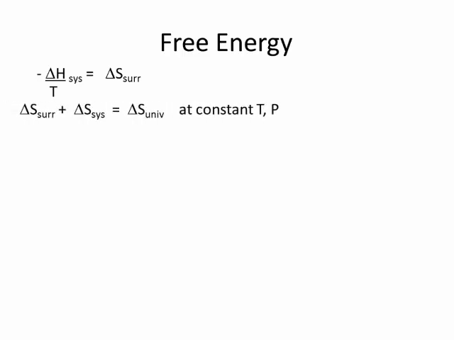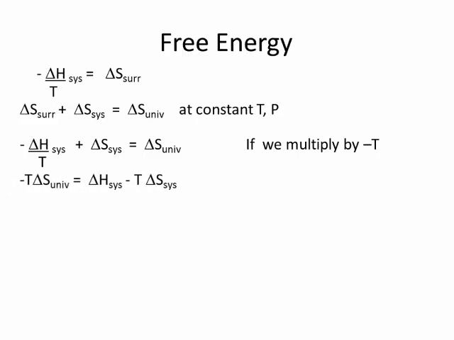And at constant temperature and pressure, the entropy of the surroundings plus the entropy of the system will equal the entropy of the universe. So when we substitute the delta S for the surroundings in, we get negative delta H over T of the system plus the delta S of the system, or the entropy of the system, will equal the change in entropy of the universe. If we multiply everything by negative T, we end up with minus T delta S of the universe equals the delta H of the system minus T delta S of the system.